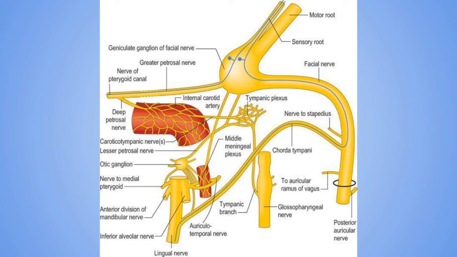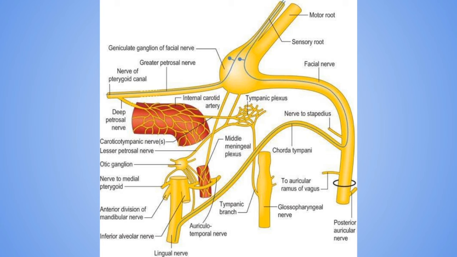The nerve supply is actually derived from the tympanic plexus, which lies over the promontory. The plexus is formed mainly by the tympanic branch of the glossopharyngeal nerve and the superior and inferior caroticotympanic nerves arising from the sympathetic plexus around the internal carotid artery. Now remember, the tympanic branch of the glossopharyngeal nerve fibers are distributed to the mucous membrane of the middle ear, the auditory tube, the mastoid antrum and the air cells. It also gives off the lesser petrosal nerve.